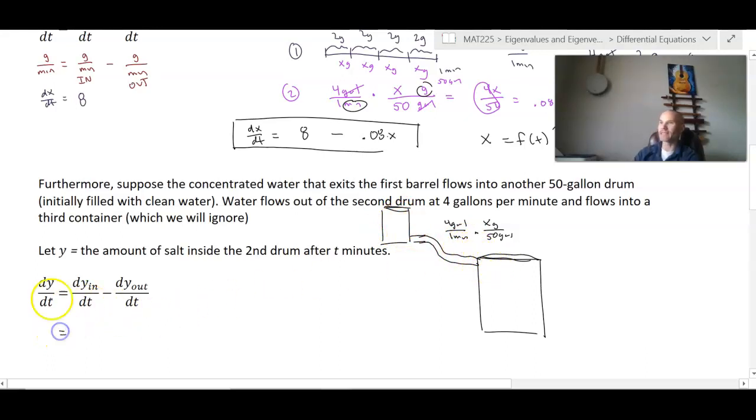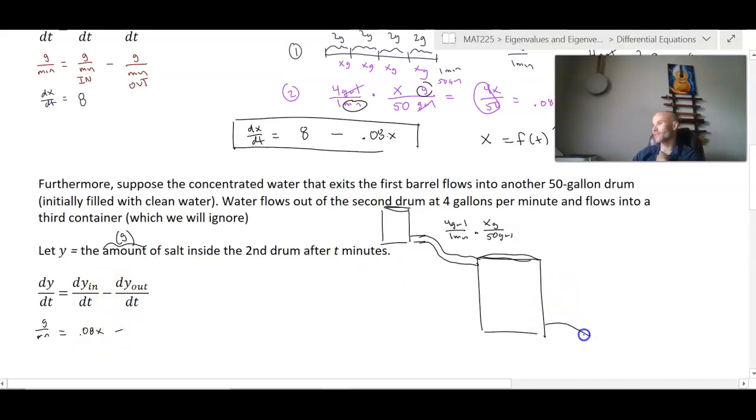So that means that dy/dt, I'm going to let y be the amount of salt inside the second drum after t minutes. And by amount, we mean grams. And again, this is still in grams per minute. That's going to equal 0.08x, positive because it's going in. It's increasing the grams inside of the tank, minus what's coming out.